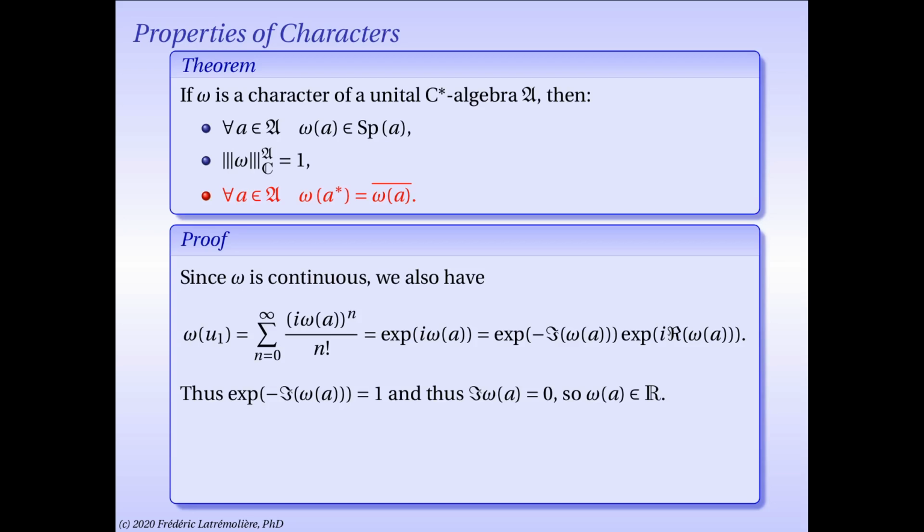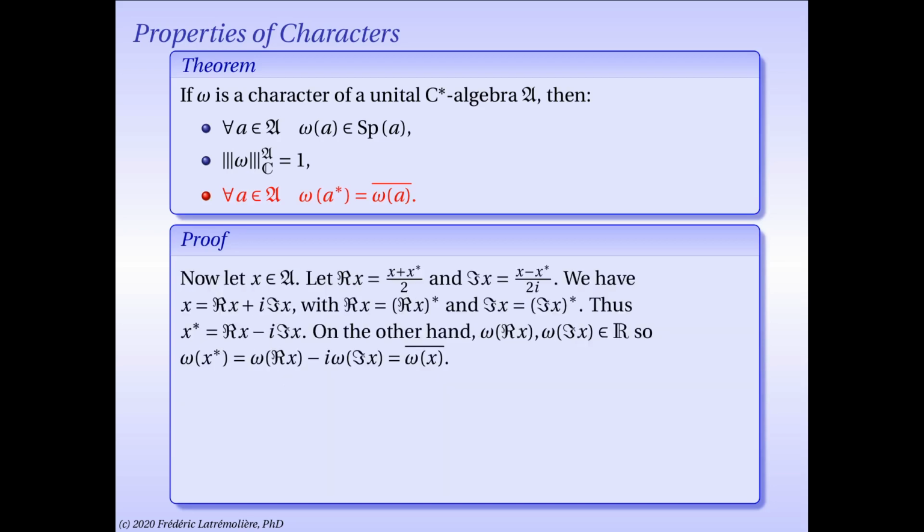Well, this is what we wanted to prove, because if A is self-adjoint, you know that omega of A is equal to omega of A star, because A equals A star. But therefore it is equal to the conjugate of omega of A. So for a self-adjoint element, omega of A is a number equal to its conjugate, in other words, a real number. And we have just shown that indeed this is true. So now we can conclude, actually.